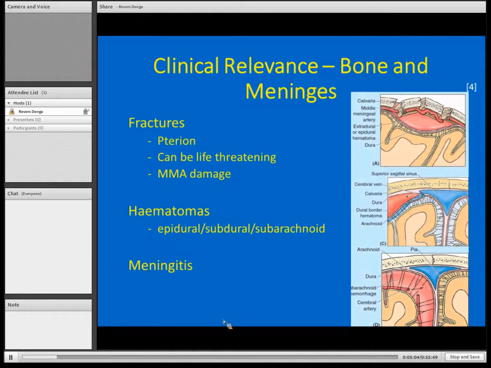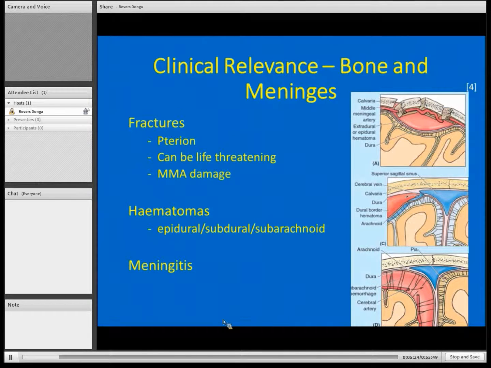The difference between them really is just between which layers they are. So the epidural is between the actual bone and the dura mater. It's of arterial origin. So if you break a bone and hemorrhage one of the vessels just underneath there, it will bleed out and actually split the dura mater from the bone.